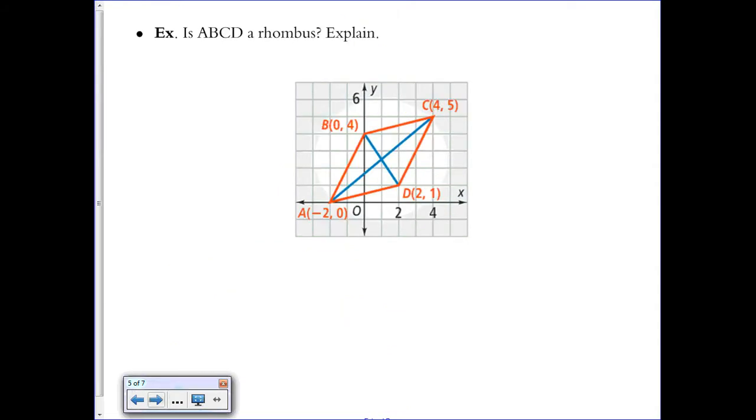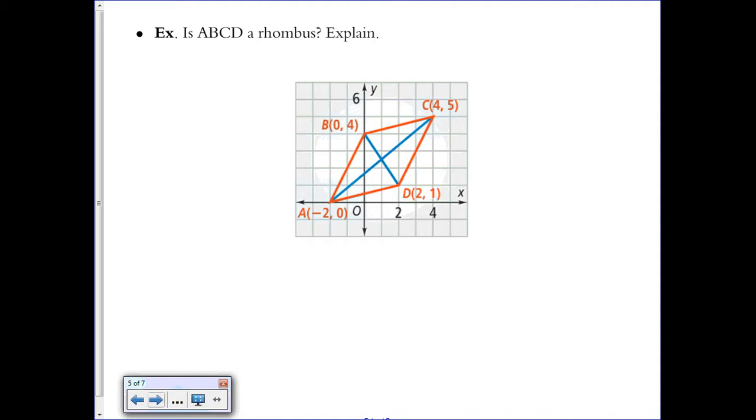Let's get into quadrilaterals. We've been learning lots of properties of quadrilaterals lately. This question is asking if ABCD is a rhombus, and it asks you to explain. So you're going to have to show some work to back up your answer. You might say, oh, it looks like a rhombus, sure. But you need to show work to prove that it is, and then explain your work.